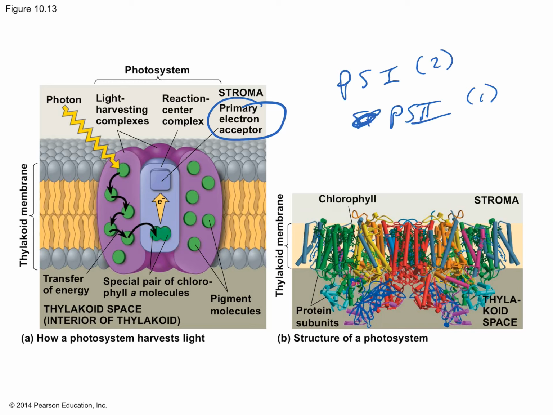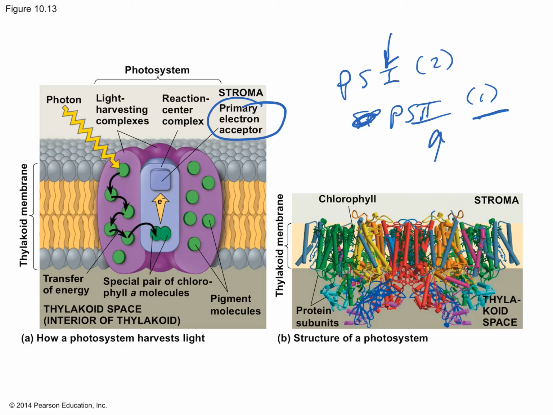Turns out photosystem 2, even though it happened second, was discovered first. I'm sorry, I botched that. Photosystem 2 happens first. It was discovered second. That's why it's called Photosystem 2. Photosystem 1, even though it happened second, was actually discovered first. So they're named in the order of their discovery, not in the order in which they happen or take place.